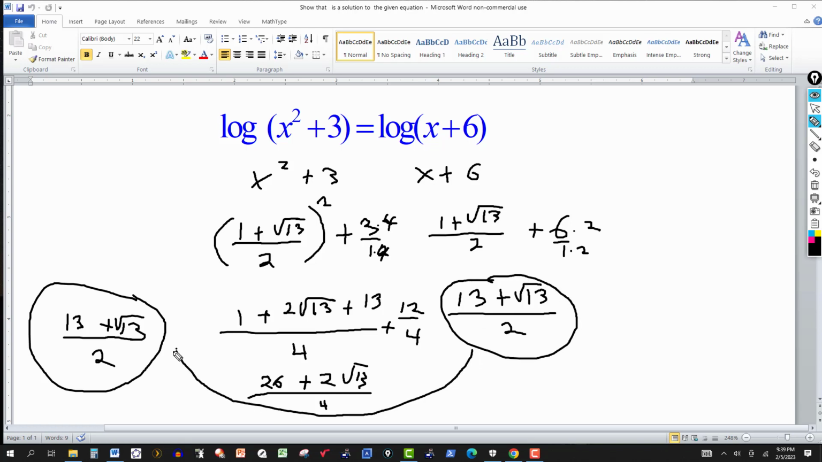And those are the same. So if I were to plug into the original equation, all I would get is the log of this is equal to the log of this. So that confirms that it's a solution.